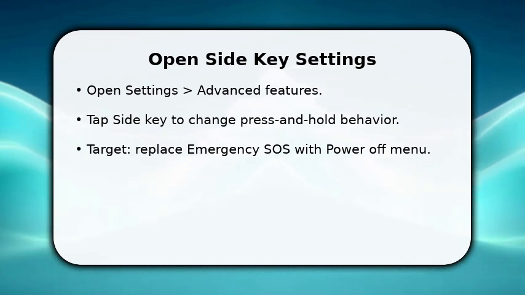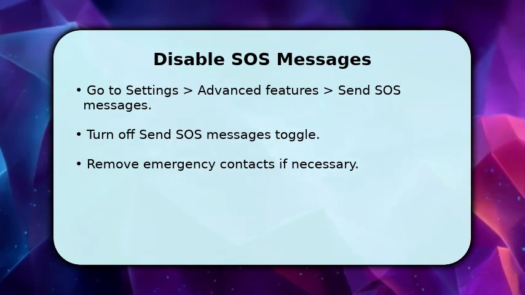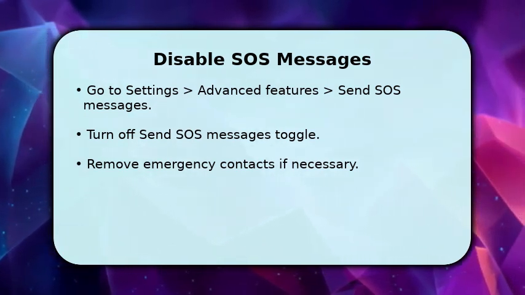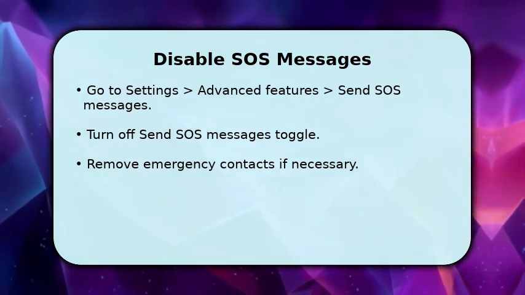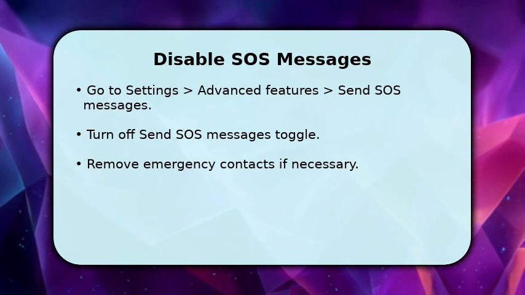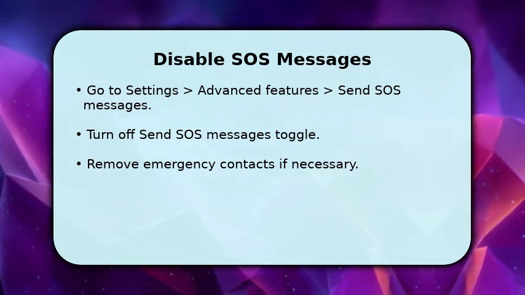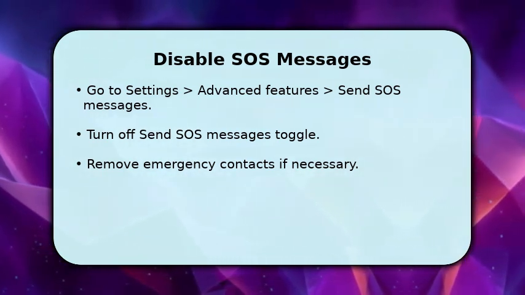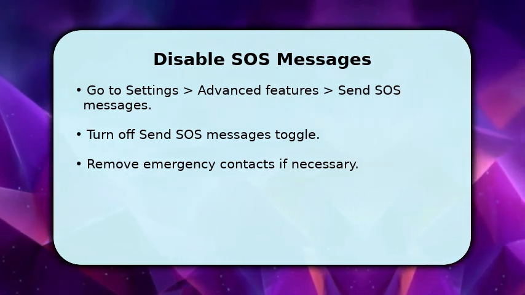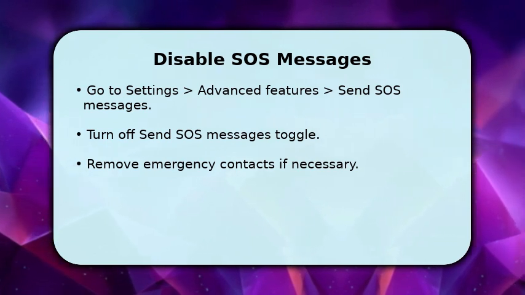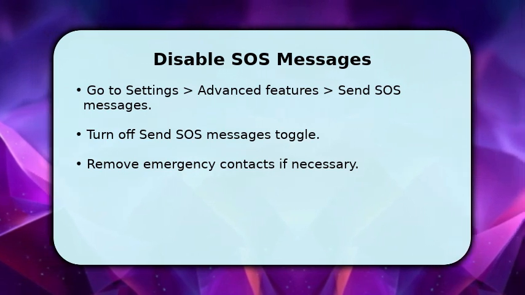Next, open Send SOS messages in Advanced Features to stop automatic alerts. Turn the Send SOS messages toggle off. This prevents auto-sending texts, location, and pictures. If you previously added emergency contacts, tap each contact and choose Remove to avoid accidental alerts. Once disabled, your phone will not send SOS texts or media. Make sure to test by attempting the previous trigger. If nothing sends, you've successfully severed the automatic messaging path.